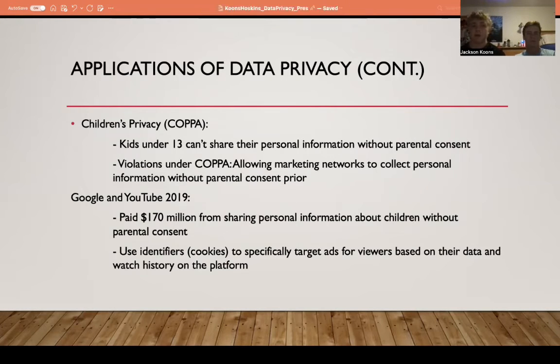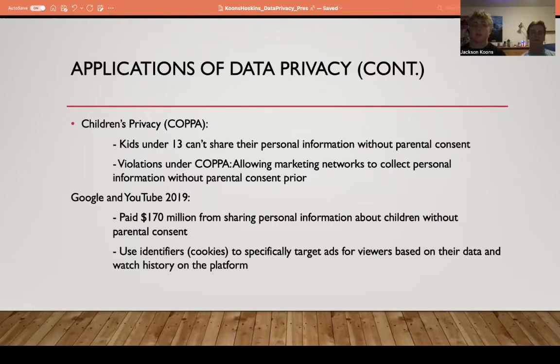Some more applications: we have the Children's Online Privacy Protection Act, the COPPA Act. This means children under 13 cannot share their personal information without parental consent. Some violations under COPPA are allowing marketing networks to collect personal information without prior consent, like signing up for Twitter, signing up for Facebook, and platforms like that.